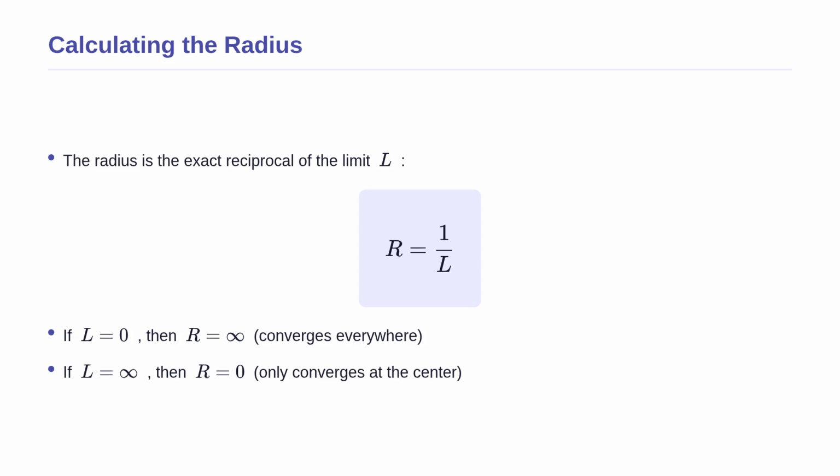There are two special extreme cases to remember. If L is exactly 0, R becomes infinity, meaning the series converges for every single complex number in the universe. Conversely, if L is infinity, R becomes 0, meaning the series is completely useless except at the exact center point.